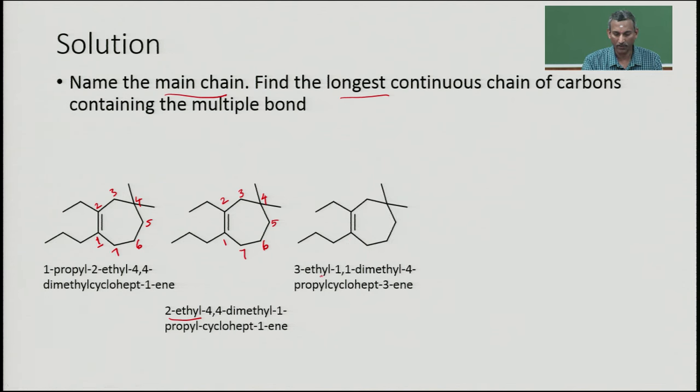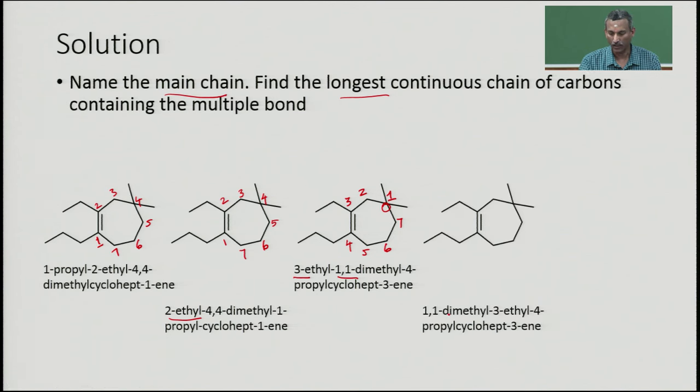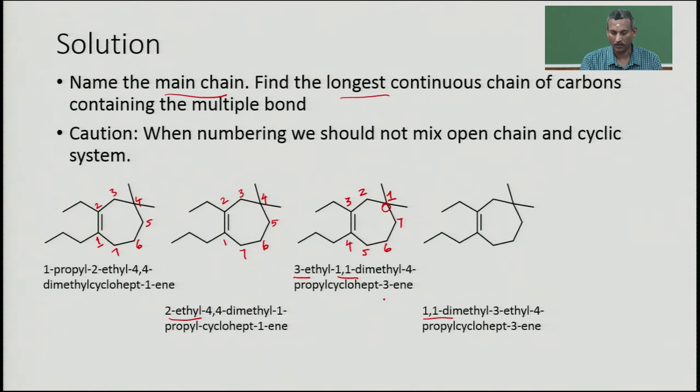Here the numbering is 3-ethyl. So, how do we give the 3 position to this ethyl? We have to start from this dimethyl group. That is where it is given 1, and dimethyl. So, 1, 2, 3, 4, 5, 6 and 7. So, this name starts with the dimethyl unit as the starting point. And if you look at the last one, the only difference is that here the 3-ethyl group comes first, and in this one the 1,1-dimethyl group came first. So, is there any difference? The only difference is the alphabetical ordering of substituents.